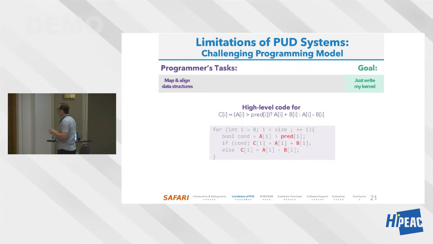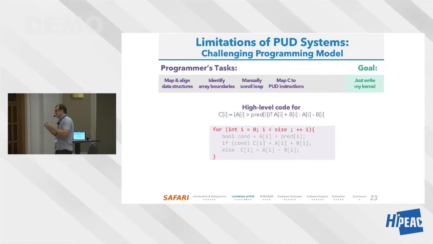So what does a programmer need to do? Even to implement a simple, or relatively simple, conditional construct like this, a programmer needs to do a lot. They need to map and align the data structures in DRAM subarrays, which is not an easy task because now the programmer needs to know what the DRAM topology looks like, right? We don't want that in general. They need to identify the array boundaries at the higher level, and they need to manually unroll the loop and map C to processing using DRAM instructions. Basically, it doesn't have to be C, of course, it could be anything that you can imagine.